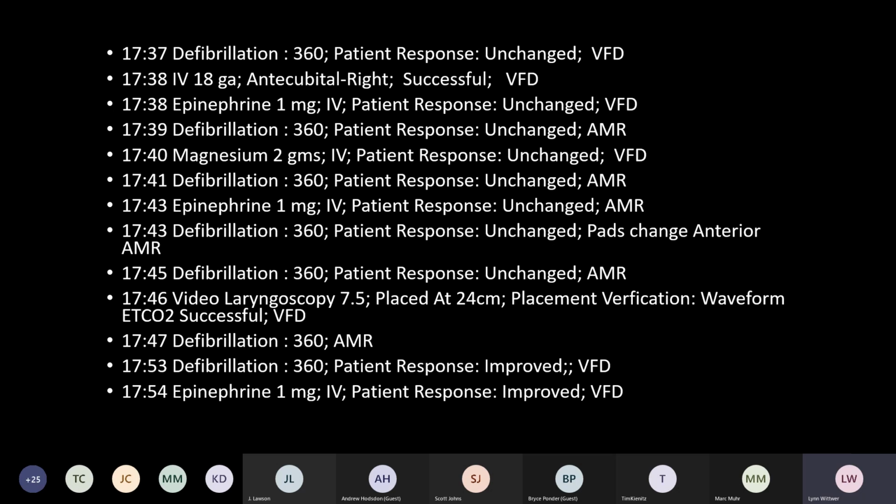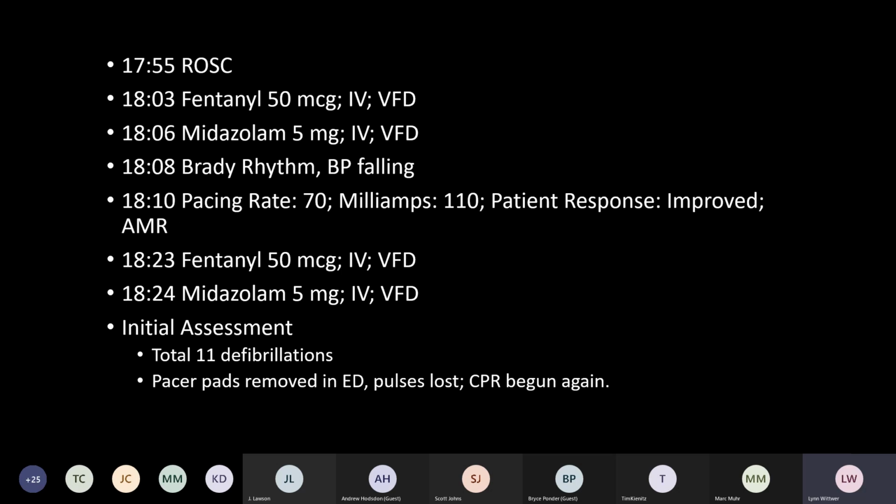The pads are changed at 1743, so that's after about the 7th or 8th shock. They started out as AP, and then they went to the standard anterior placements. Video laryngoscopy was done. It placed a 7.5 tube, Vancouver Fire, with one pass. Defibrillated again. Epinephrine given again. See a process here.